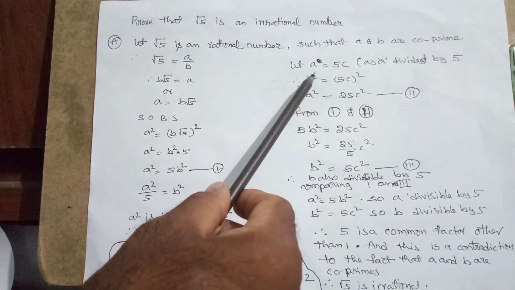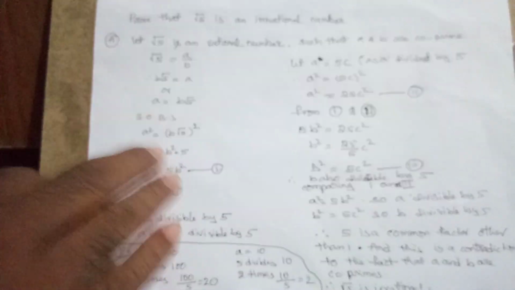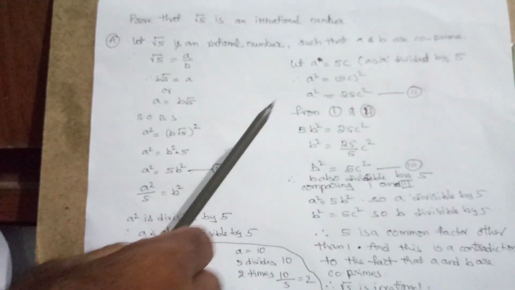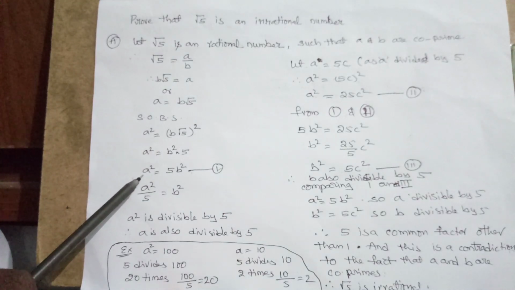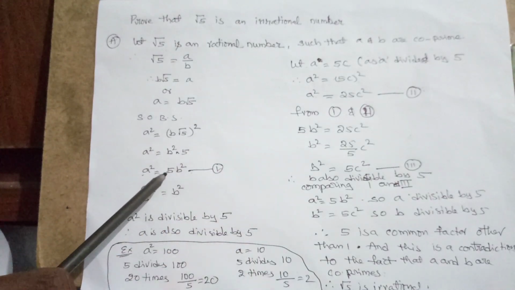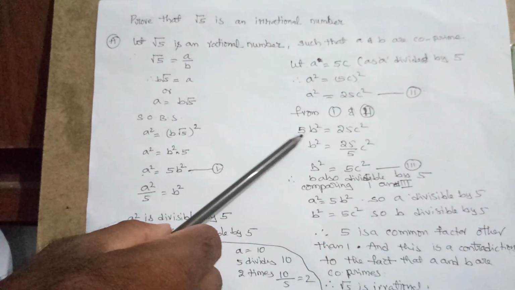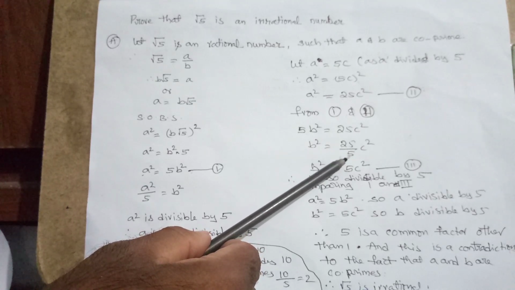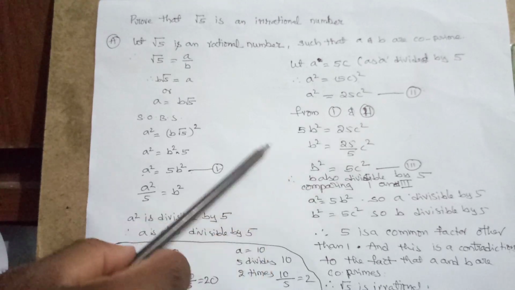Again, you take square on both sides. a square is equal to 25c square. Now stop the process. This is equation 1, this is equation 2. Compare these two equations. LHS, LHS, a square, so we can equalize RHS. 5b square, 25c square. Now simplify 25 by 5. So b square is equal to 5c square.